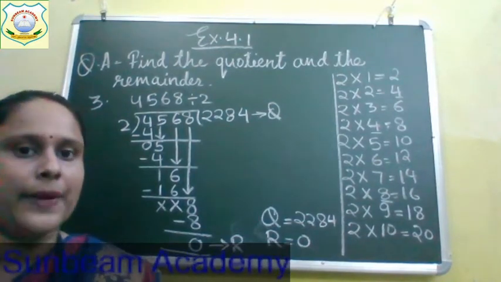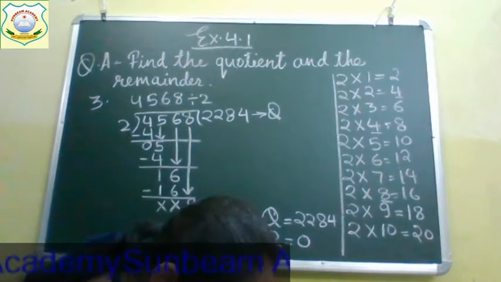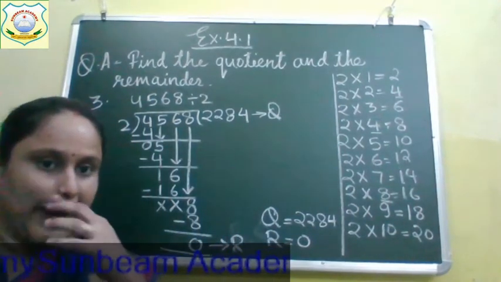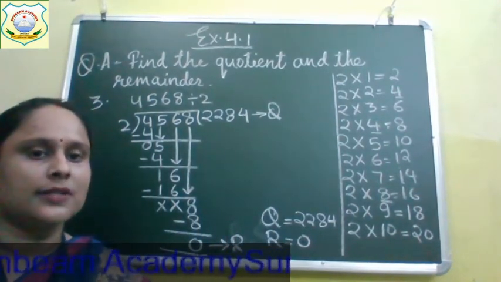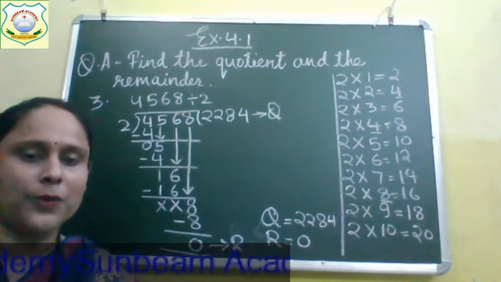Okay, 0 is remainder and 2284 is quotient. So children, now copy down this question in your notebook, everyone. All of you note down. Now you have got an idea how to do division, long divisions. So children, now note down this question in your copy, everyone, notebook.